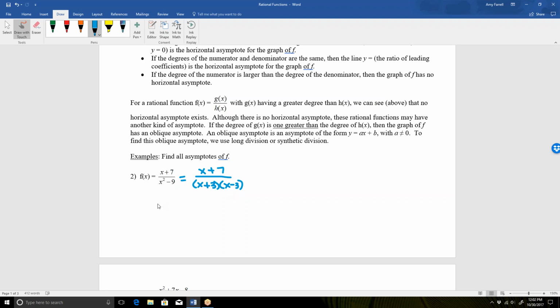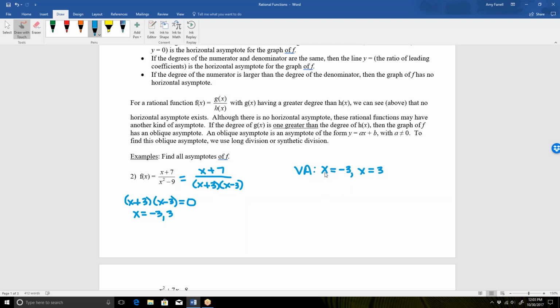So no common factors. So our vertical asymptotes are going to be, first we'll want to find the zeros of the denominator, which means that we'll want to solve this equation here. And when we solve this equation, we get that x equals -3 or 3. Those are our two vertical asymptotes. So VA for vertical asymptotes, we have two vertical asymptotes. One is the equation x equals -3, and the other is the equation x equals 3.